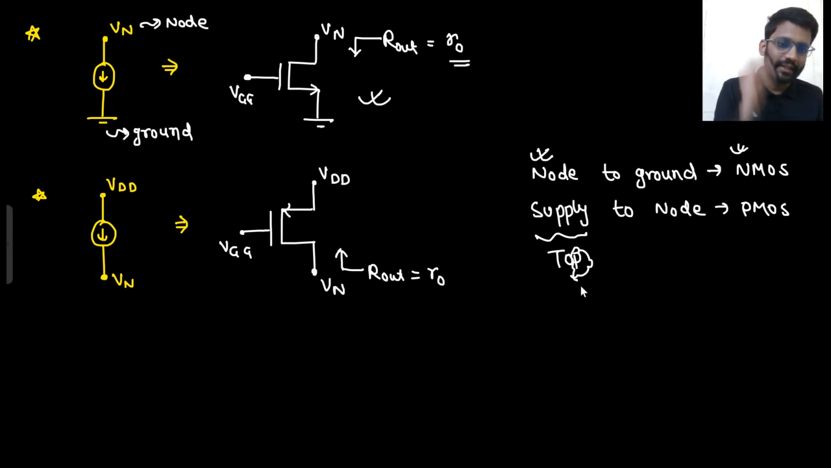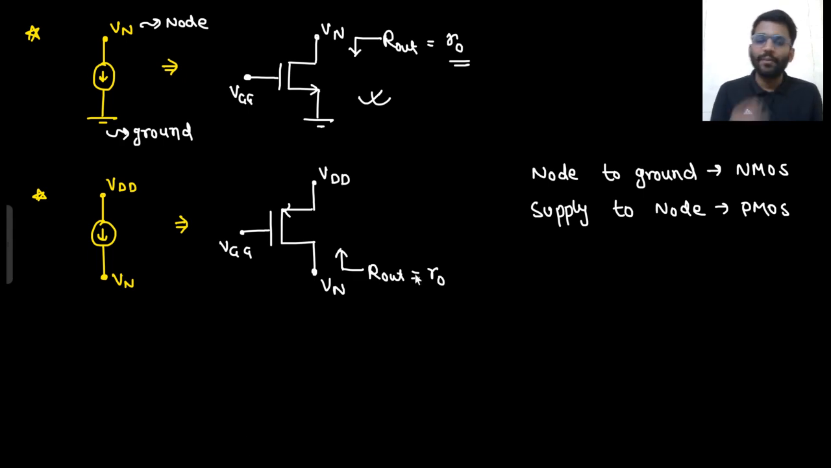Otherwise, you will certainly become habitual of making the current source using NMOS and PMOS. At the end of the lecture, you will be very comfortable with making the current source and everything. So this is what we have made. Now the R out we are getting is R0. What if I want a higher output impedance? My output impedance is R0. I want a higher output impedance.